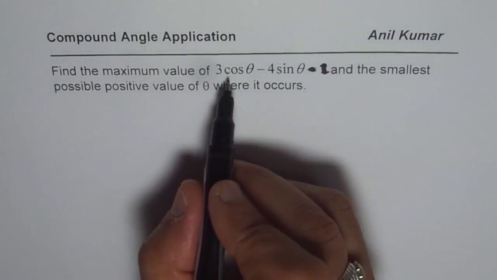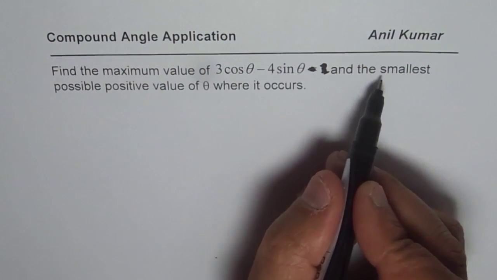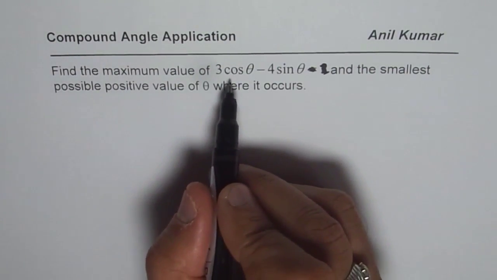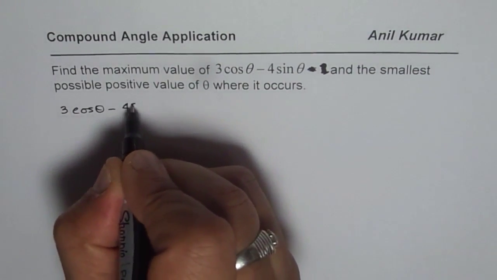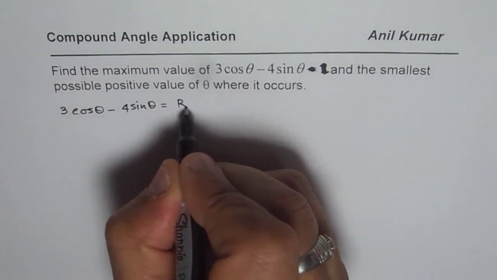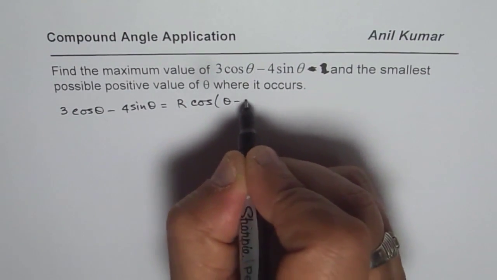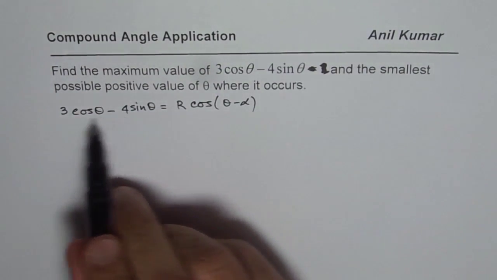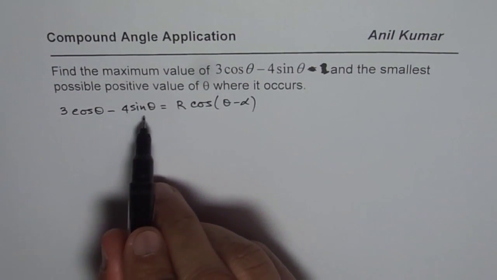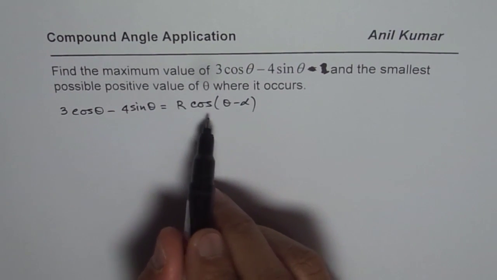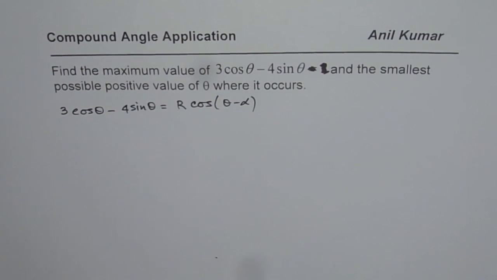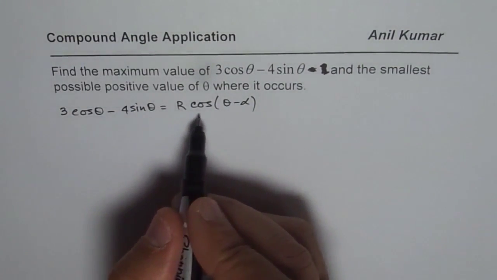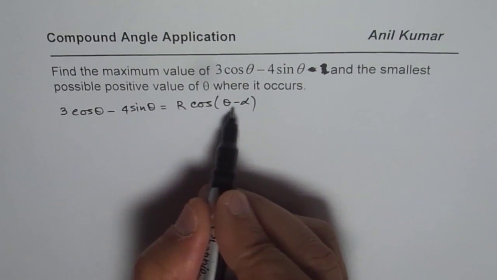To find the maximum value, what we will do is write the function 3 cos theta minus 4 sine theta in terms of r times cos of theta minus alpha. Once we get this combination of cosine and sine in terms of a cosine function, we can find the maximum. The maximum will occur when theta minus alpha is 0, since cos of 0 gives you the first maximum.